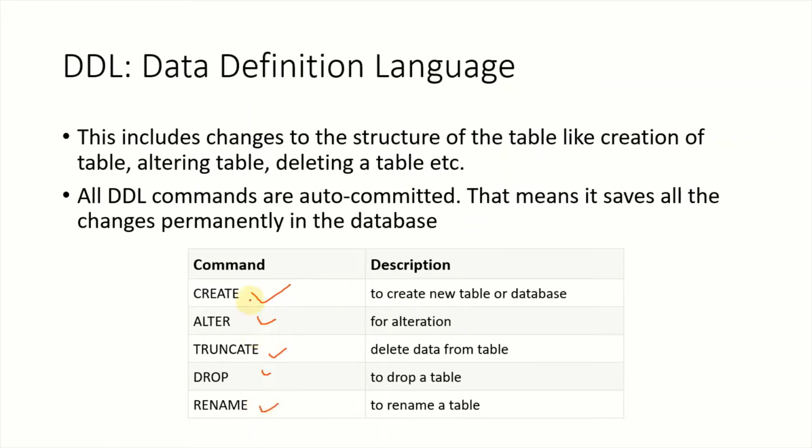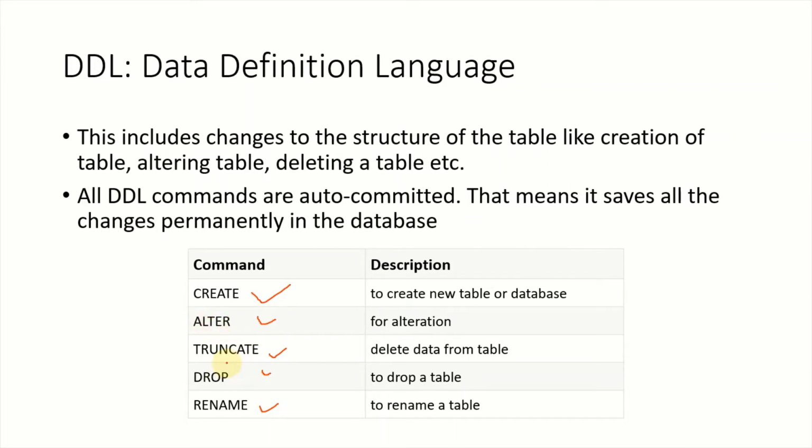Create is used to create a new table, a new view. Even we can create a database with the help of the create query. Then by using alter, we can make changes in these objects. Like if you want to rename an attribute in a table, if you want to add an attribute, if you want to delete an attribute in a table, that can be done by using alter. We can update a view by using this alter keyword.